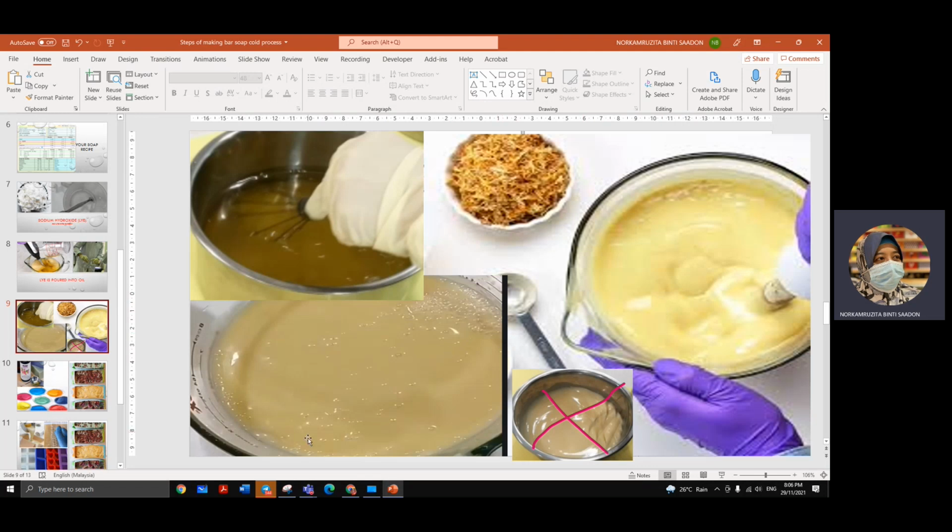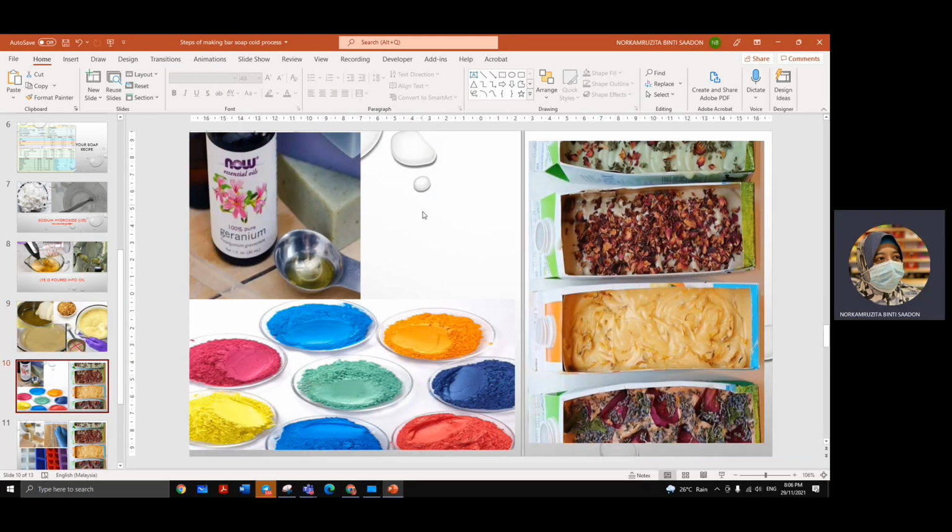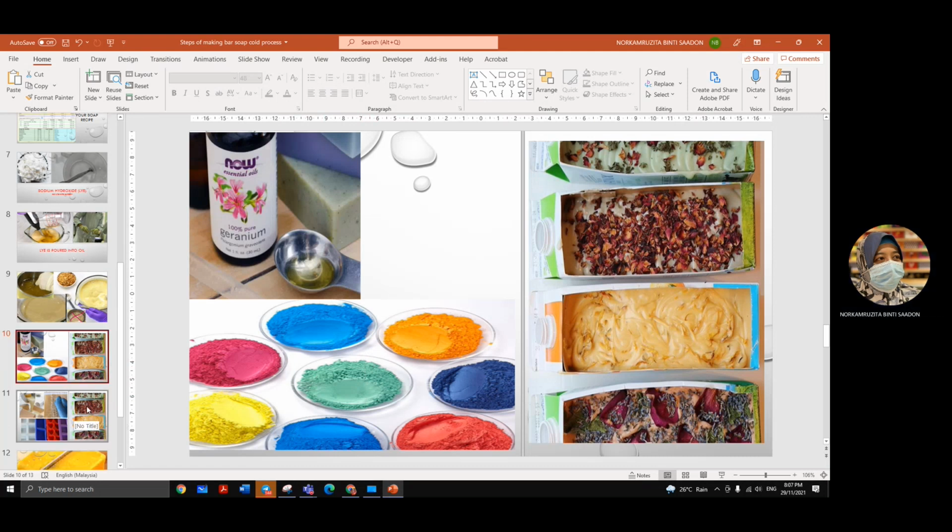If you want to make sure that you have more time, wait until you produce light trace only. So these are the things that you might want to do. You might need fragrance oil, or you might need essential oil. You might need color. You can have natural color if you can get it from a plant, maybe you want to use pandan, that also can. The type of color that you can use here is called mica color. This is a mineral color.